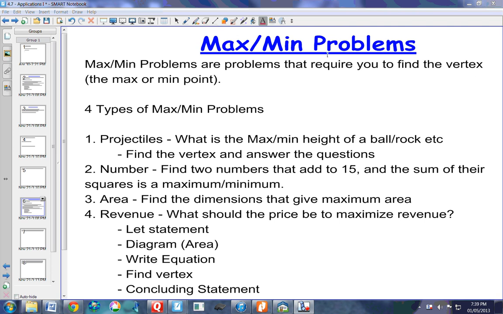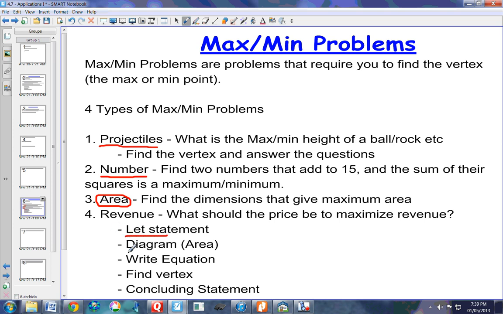So, today in class we were looking at max-min problems, and we got through projectiles, and we also did number-based questions, although I'd like to go back and try another example of those. What we did not get to is area and revenue, and I'm going to focus on area for this lesson specifically. We're going to use the same five-step solution for these types of problems.